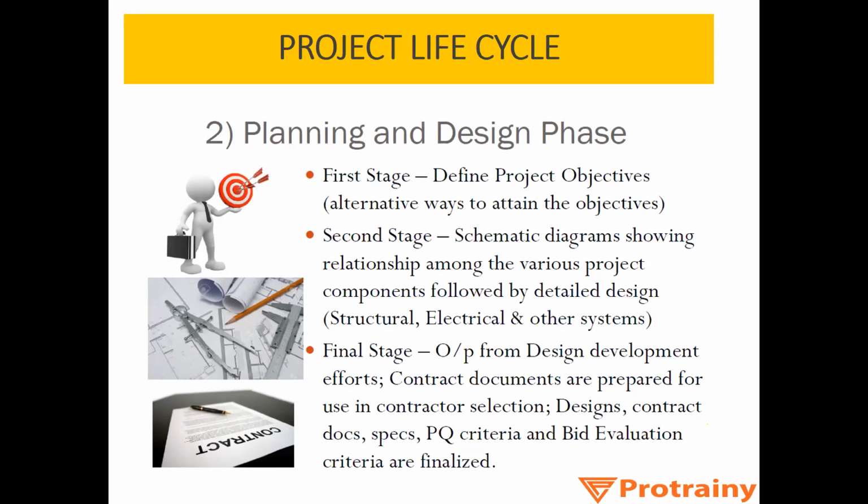This is divided into 3 stages, the 3 things in the planning and design phase. First, you will define the objectives, why I am executing this project, all these things. Second stage, schematic diagrams showing the relationship among the various project components, followed by detailed design. In detail, you will get the structural design, electrical design, plumbing design, all the designs. Then final stage, finally, from design development efforts, contract documents are prepared for use in contractor selection.